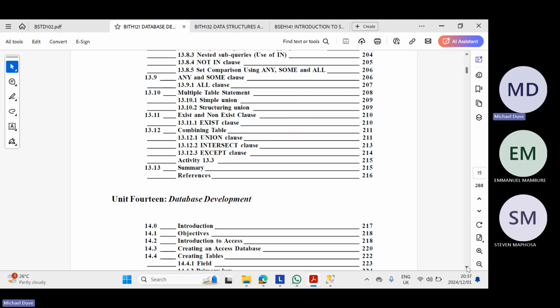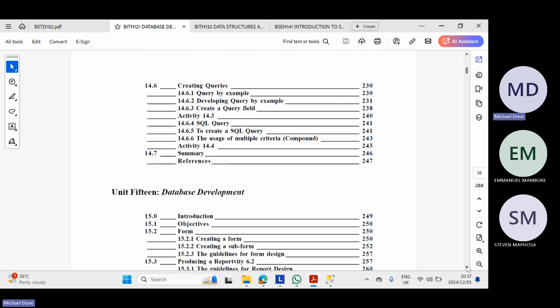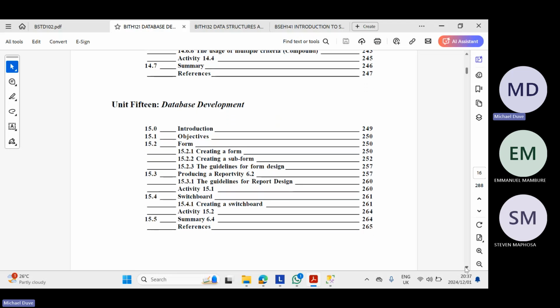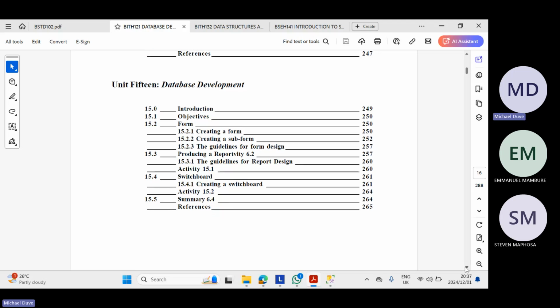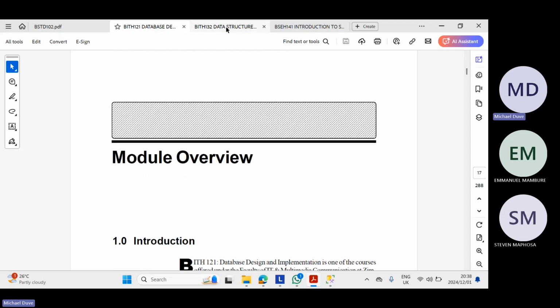Right, then you look at database development. We have spoken about the primary key. We've spoken about referential integrity, foreign key. Then we can also look into switchboards, right? That is the guidelines for report design. So report design is just a professional way of presenting your database information to the other users. Okay, so that's unit 15. So that's an overview of the database, right?